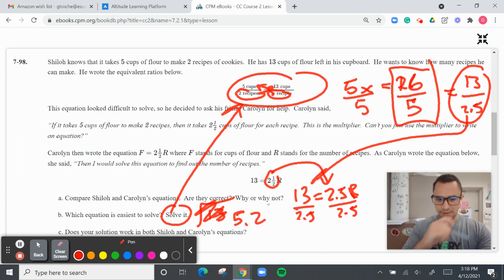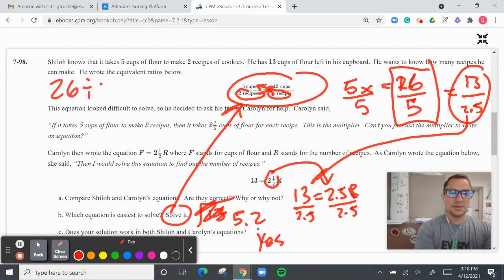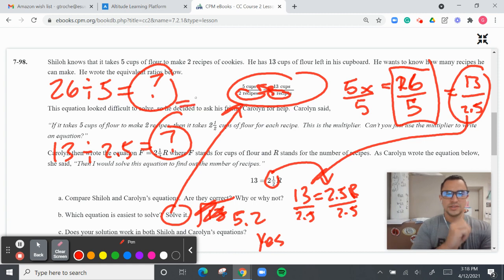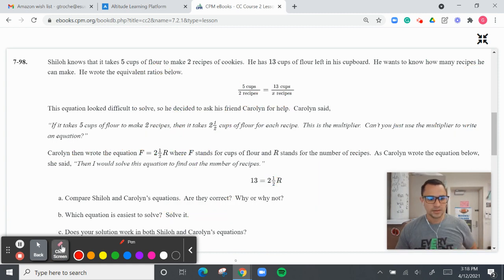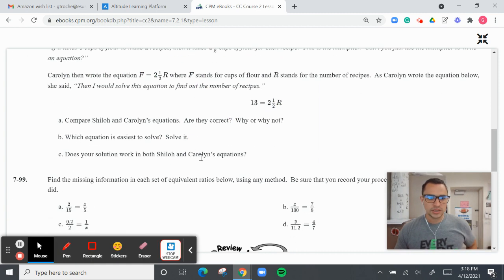All right. Does your solution work in both Shiloh's and Carolyn's equations? The answer quickly is yes. And if you don't know, I want you to try it. So I would do 26 divided by 5 and see what that gets you. And then I would do 13 divided by 2.5 and see what that gets you. These should equal the same answer. All right. Let's go on to the next one.